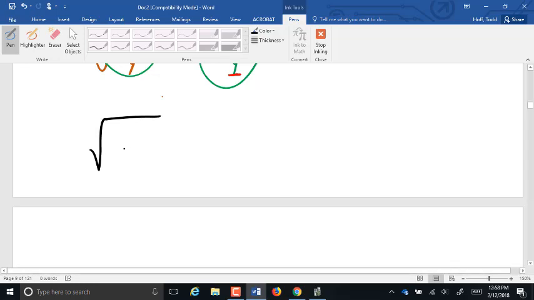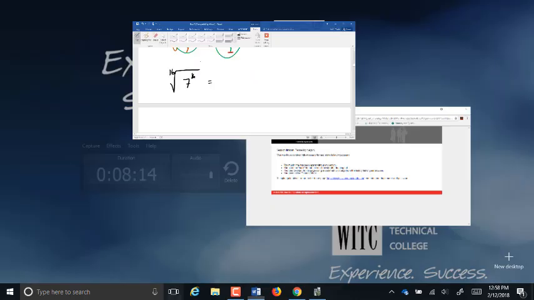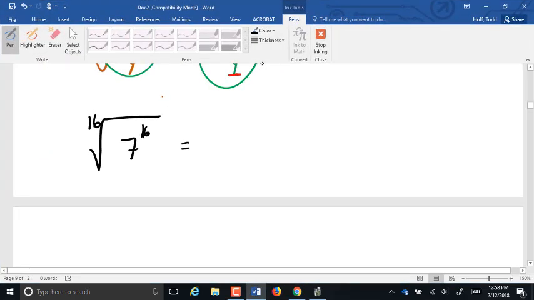I'll go with 16. So how about we do the 16th root of 7 to the 16th power? What do you think that's going to be? If I did 7 times 16 and then divided by 16, what would I get? 7. Because multiplying by 16 and dividing by 16 are inverses. A power of 16 and a 16th root are inverses. So they cancel out, we get 7.